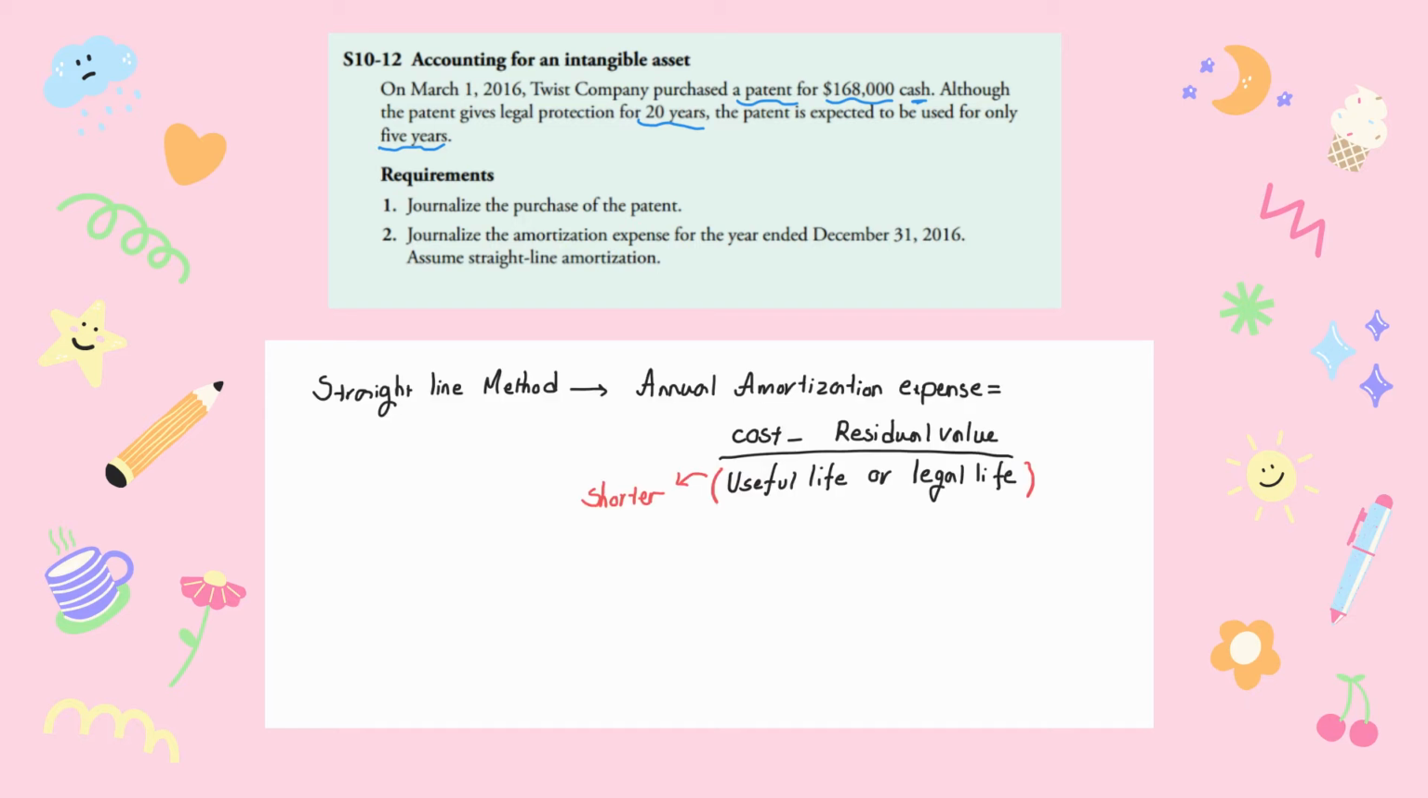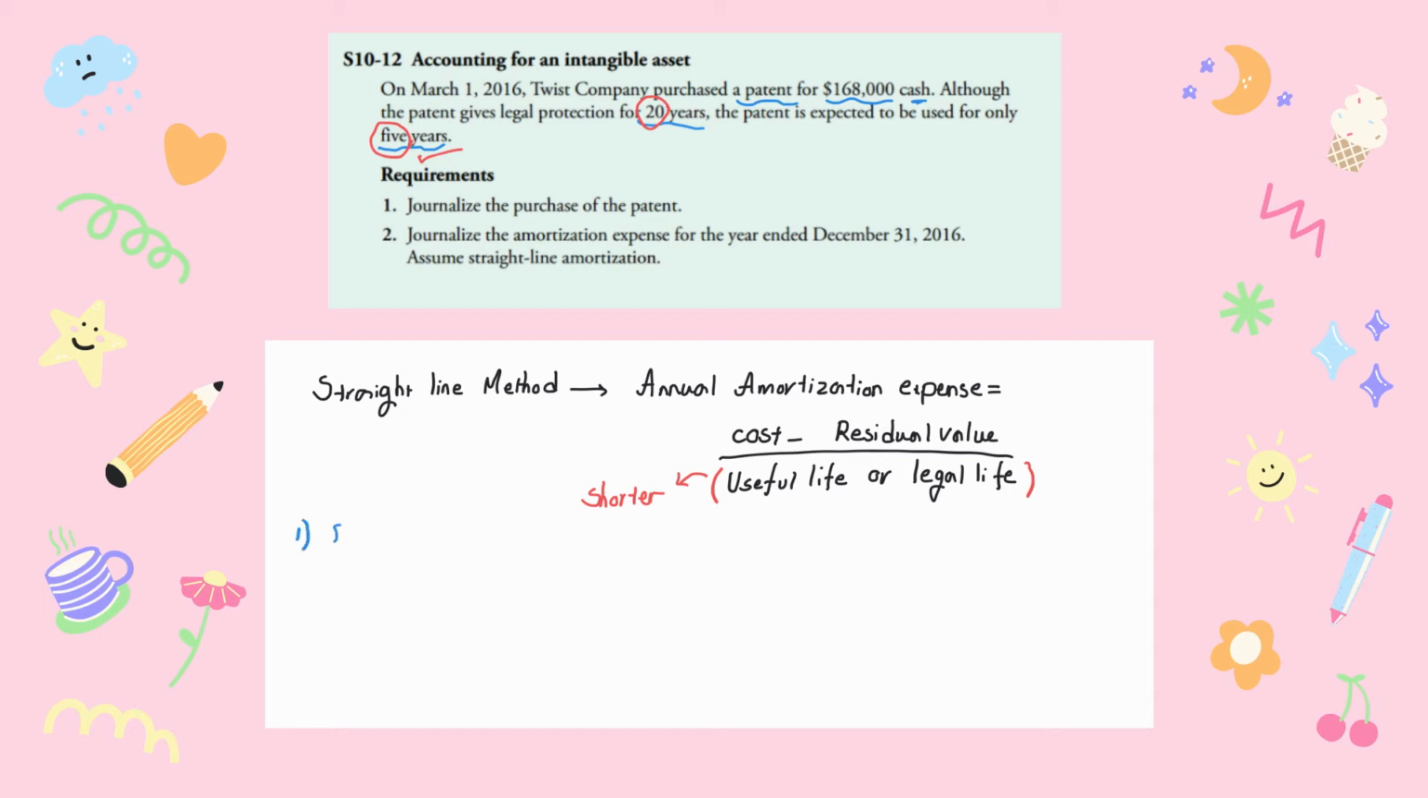Now, if I want to compute the annual amortization expense using the straight line method, the formula will be as follows. Cost less residual value divided by useful life or legal life, whichever is shorter, you need to choose the shorter between these two. So in our question, the legal life was 20 years, while the useful life was 5 years. So we need to choose the shorter, which is 5.